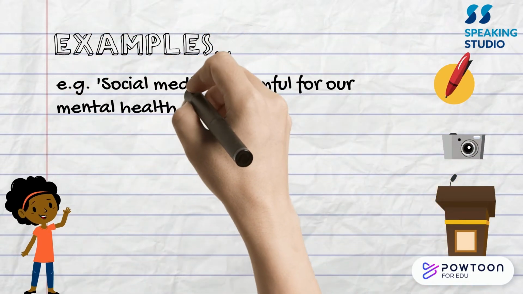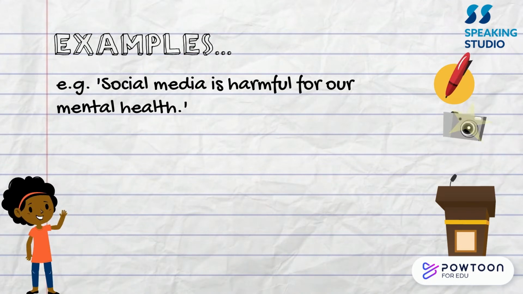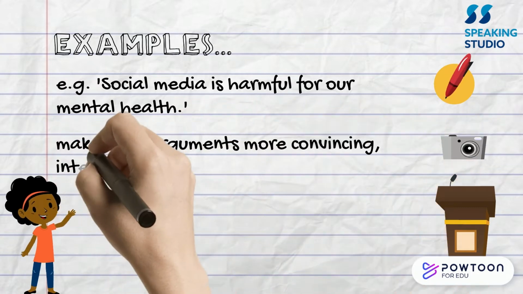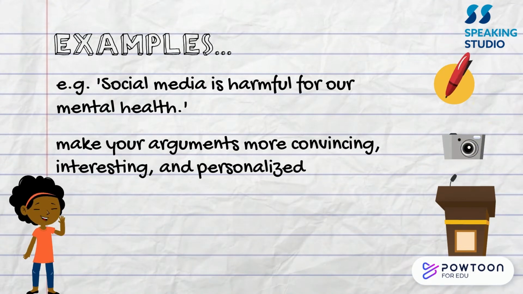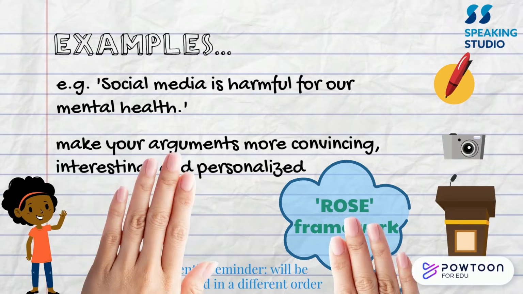When you take examples of yourself or news you have read online to show how people easily get addicted to social media, it speaks much louder than purely stating social media is not good. Good use of examples makes your argument more convincing, interesting, and personalized. So, what are considered to be good examples and how should we formulate them? We have developed on our own a ROSE framework, and let's see what each letter stands for.